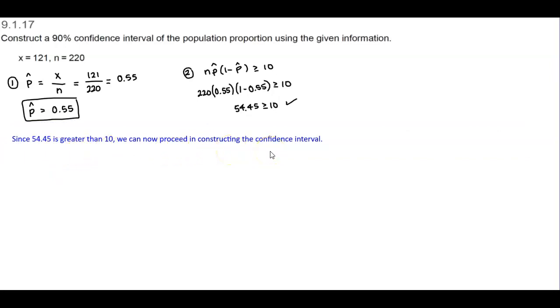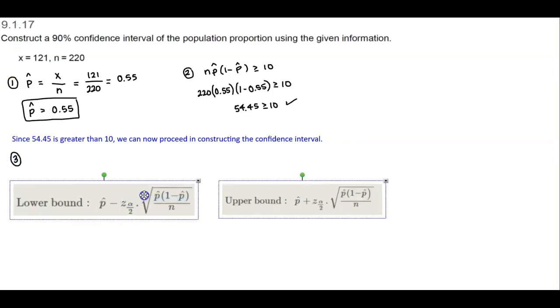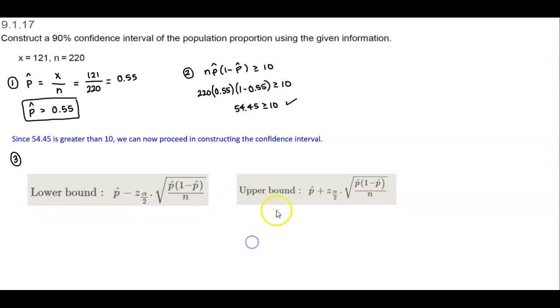In order to construct this, we first need to find the information we need. We have two formulas: our lower bound and our upper bound. We know that the point estimate is equal to 0.55, and we also know that the value of n is equal to 220.